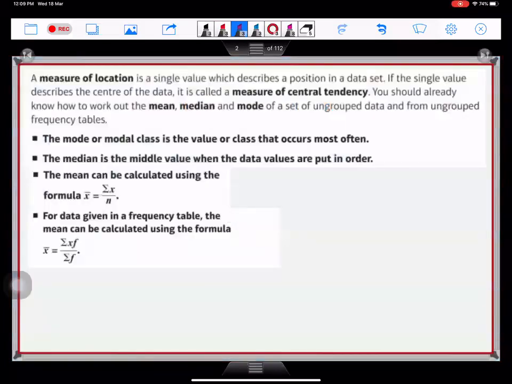What is mean? Mean is a measure of central tendency, a measure of location. It takes all the values into consideration. For raw data, mean is sigma x over n, where sigma x is the sum of x and n is the number of samples. For frequency distribution, the mean is x bar equals sigma fx over sigma f. What does sigma mean? Sigma means addition. What does fx mean? The product of f with its corresponding x.